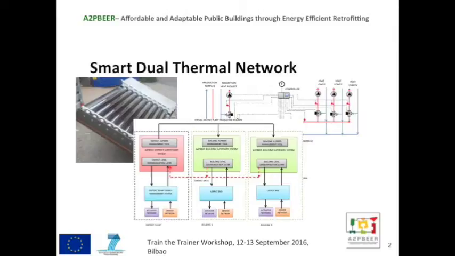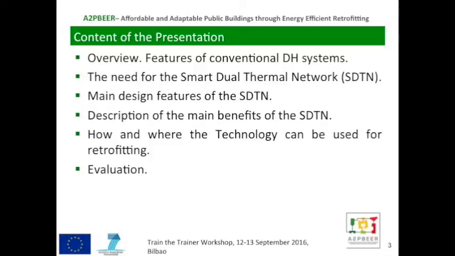So as you can see, this is not a new technology. This is more like a conceptual development that is partially based on some of the technologies that have been explained in previous presentations. So in this presentation, we will start by having an overview of the typical characteristics and the limitations of traditional district heating systems. After that, we will describe the main design characteristics and the advantages provided by the innovative smart dual thermal network concept. And finally, we will give an overview of the boundary conditions that are necessary in order to have a successful implementation of this smart dual thermal network concept.